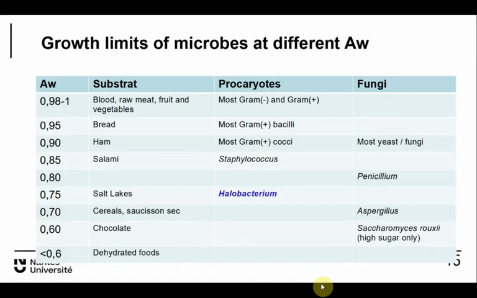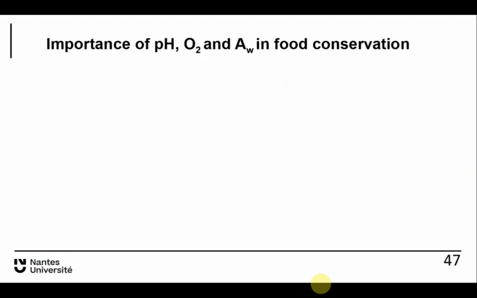And then once you get down to something like dehydrated foods, like instant noodles, the activity of water is less than 0.6, so no microorganisms can grow on this. And they can stay stable at room temperature really for years. So these things all come together in the way that different food products are conserved.